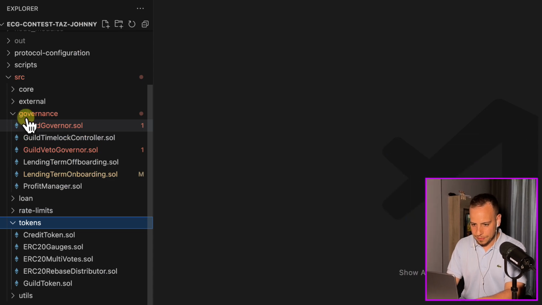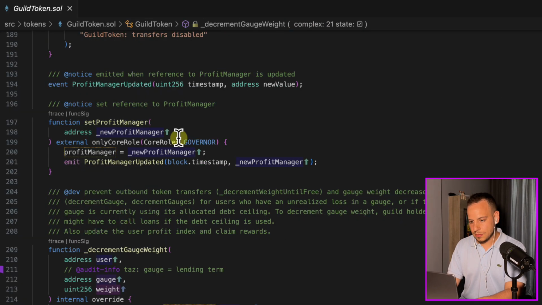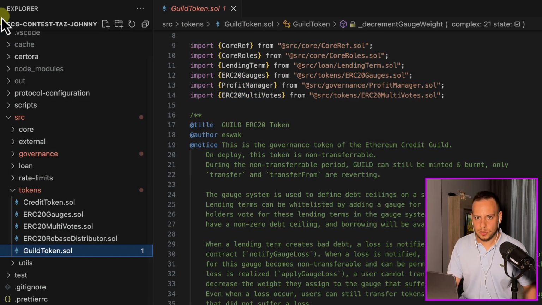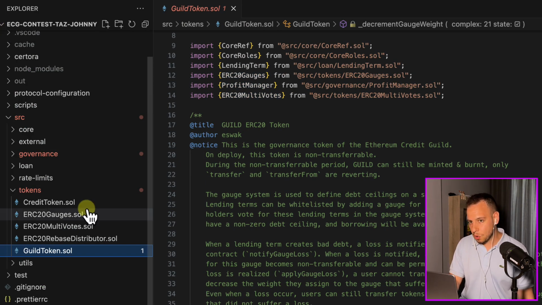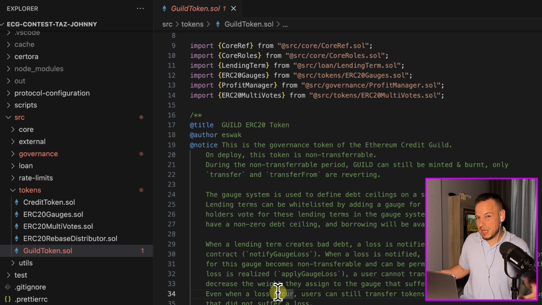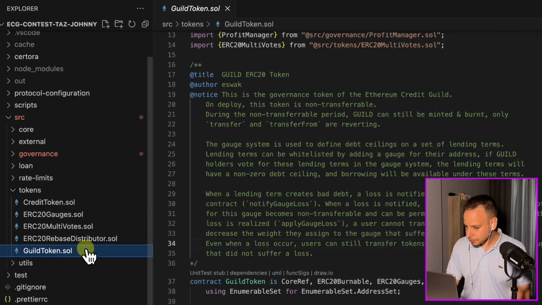How does it work? So first thing is that we have the Guild token. The Guild token is, I would say, the most important token. The Guild token is the governance token. Like in Aave, you have the Aave token. In Uniswap, you have the Uni token. So this is the Guild token, but it has a lot of things that you can do with it, more than just vote for proposals. You can stake it and make yield. You can be slashed if you staked your Guild token in some kind of lending term that had bad debt. And there are a lot of interesting nuances around this Guild token.